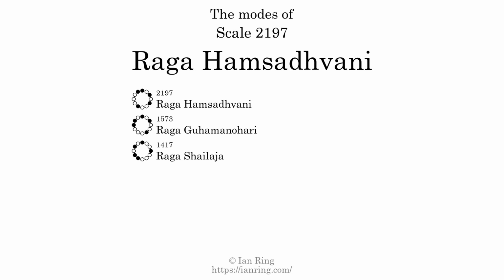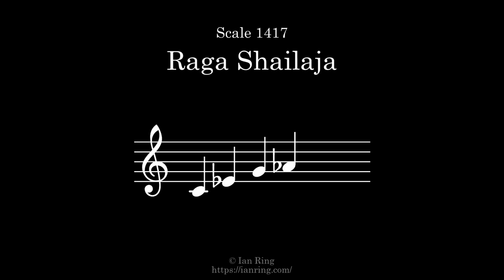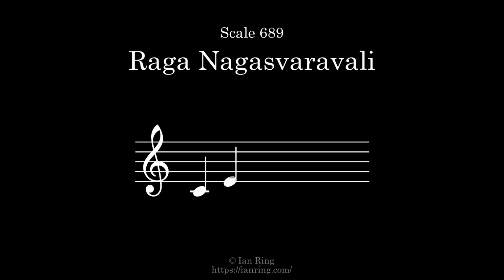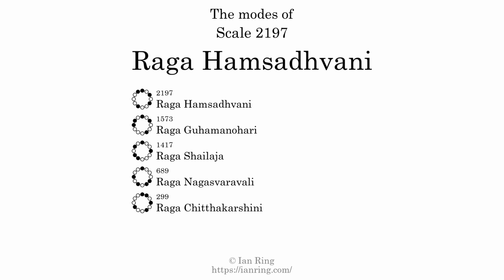The third mode is scale 1417, also known as Raga Shailaja. It sounds like this. The fourth mode is scale 689, also known as Raga Nagasvaravali. It sounds like this. The fifth and last mode is scale 299, also known as Raga Chittharkashani. It sounds like this.